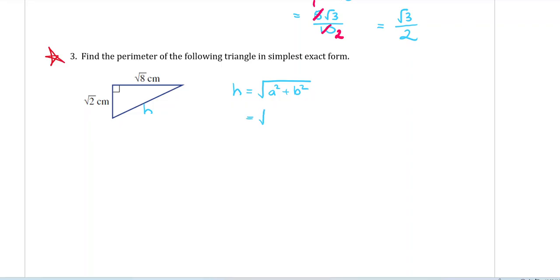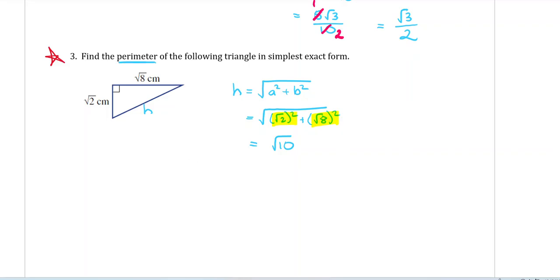Now my two shorter sides are root 2, so it would be root 2 squared plus, the other one was root 8, so root 8 squared. Simplifying that, the squareds undo the square roots. So root 2 squared is just 2 plus 8. 2 plus 8 means root 10. Again, you could use your calculator if you needed to help you with the underneath of that square root sign. This is not the end of the question though.